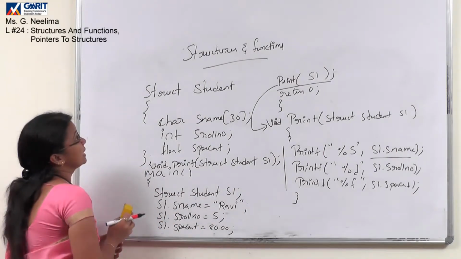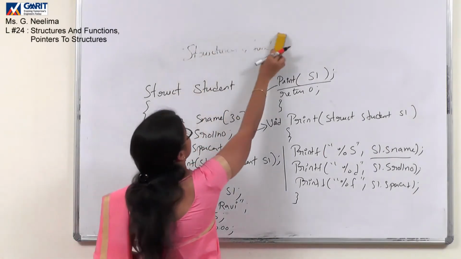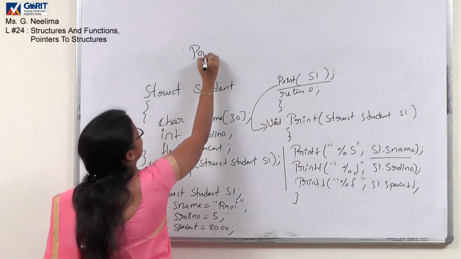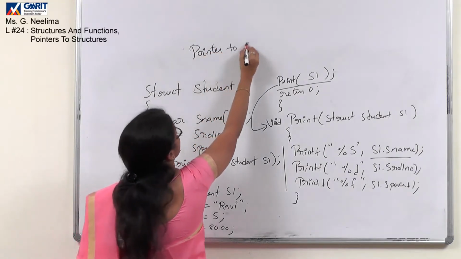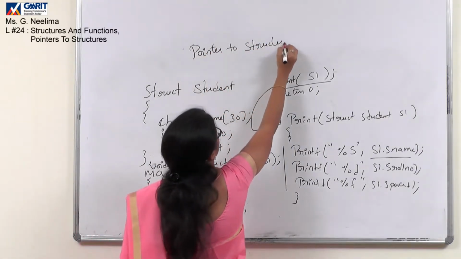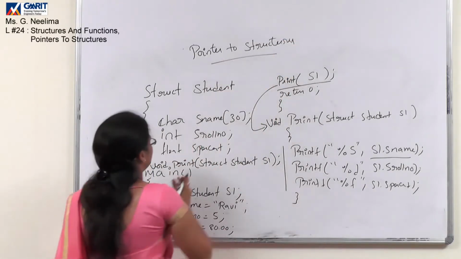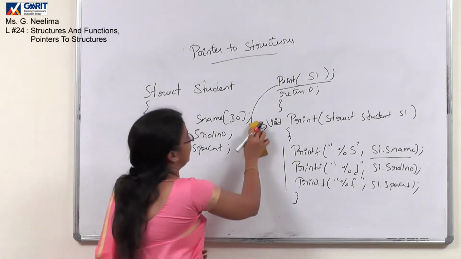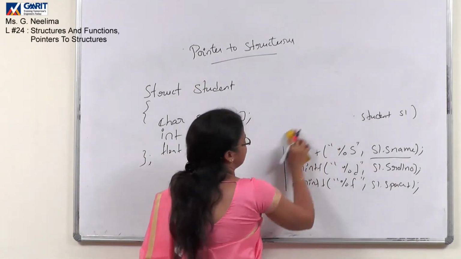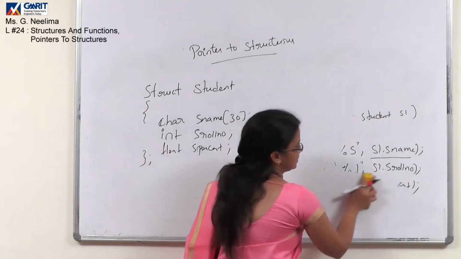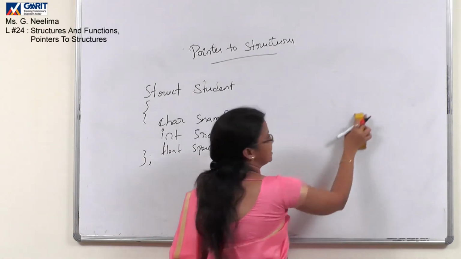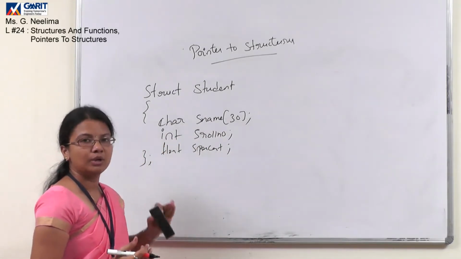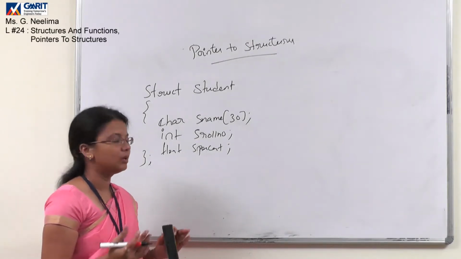And now moving to the next, that is pointers to structure. This is one more simple concept we are having. Pointers to structure. Here I am taking the same example program, and let's see how this is going to work with pointers. Pointers mainly refer to the address part. So let's see how the values are going to be passed as a pointer variable.